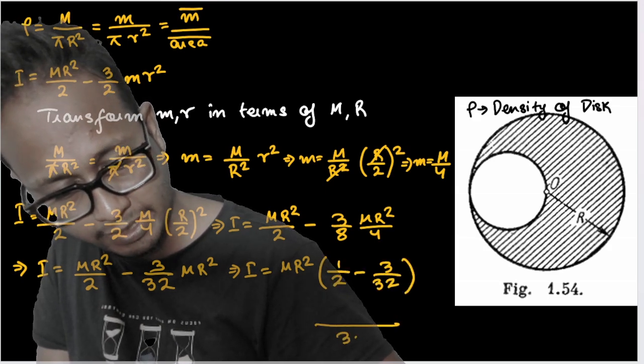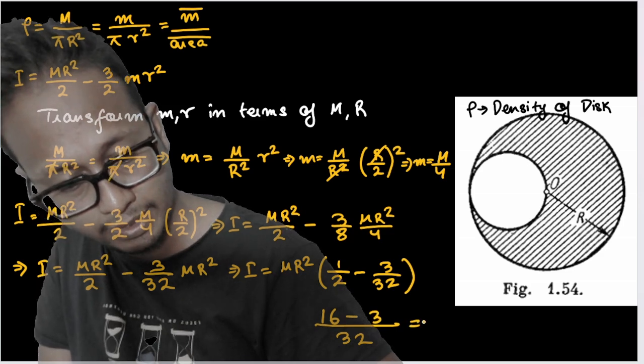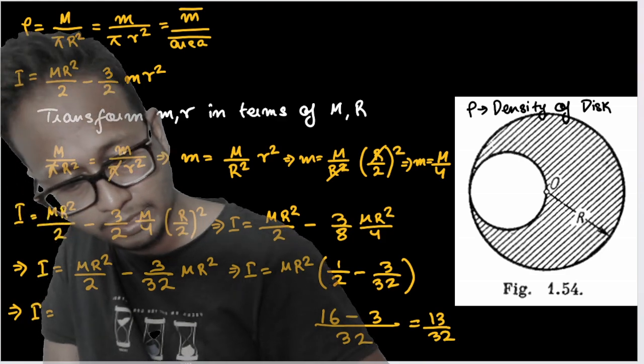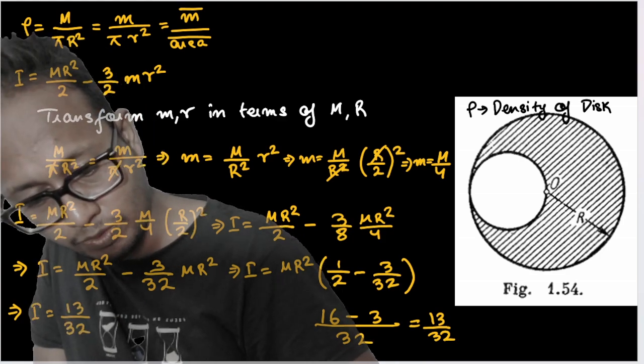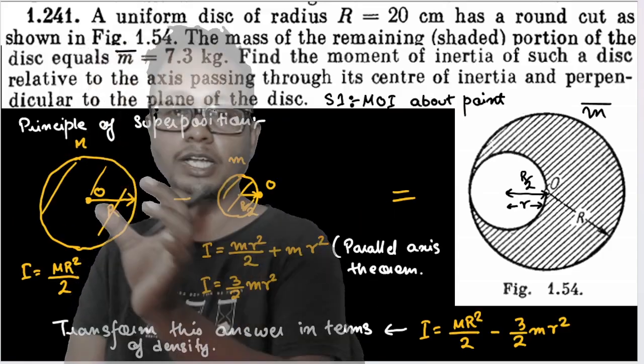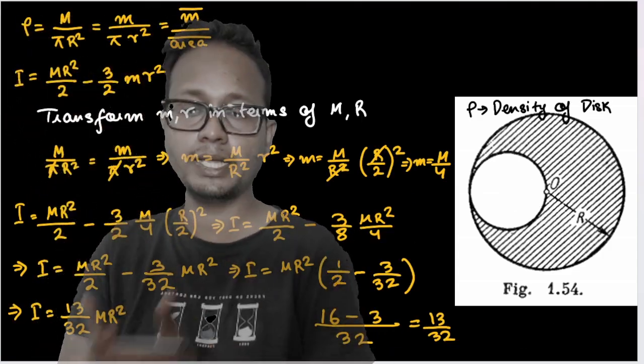I take the LCM as 32. 2 into 16 minus 3. 16 minus 3 is nothing but 13 by 32. So moment of inertia is nothing but 13 by 32 capital M R square. Capital M is nothing but the mass of the filled-out disk. Understood this much?